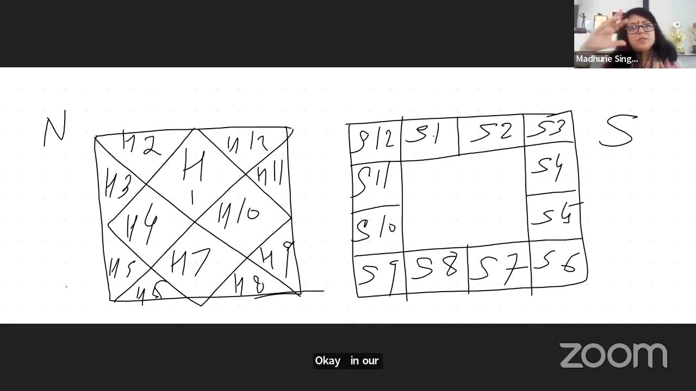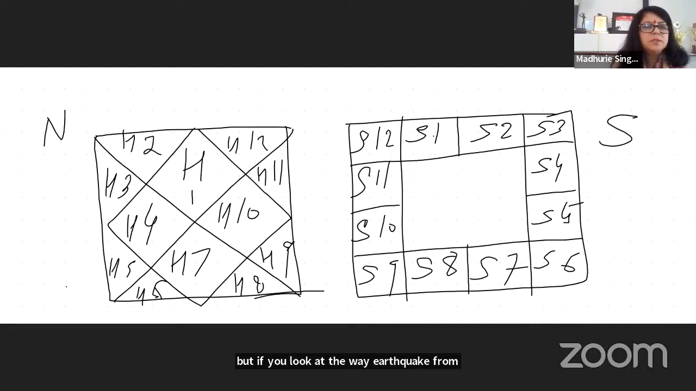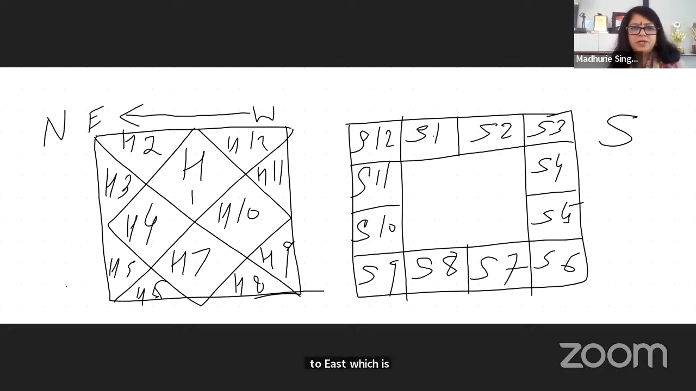Okay. Houses keep moving based on the time of birth of the person. But if you look at the way Earth moves from west to east, so that way our chart moves like this, west to east, which is anti-clockwise direction. Whereas in South Indian style, it is east to west because we are looking at the signs or the nakshatras basically. So we will get into all these details.